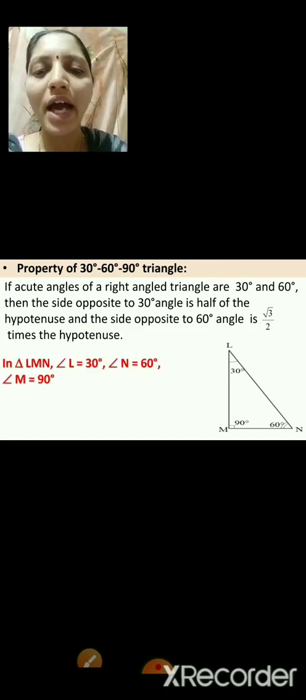Now here we have to consider one triangle LMN. In that, angle L is 30 degree, angle N is 60 degree and angle M is 90 degree. So we can say that the side opposite to the 30 degree angle, that is MN, is equal to half into hypotenuse, that is LN, and the side opposite to the 60 degree angle, LM, is equal to root 3 upon 2 into LN. So this is the property of 30 degree, 60 degree, 90 degree triangle.